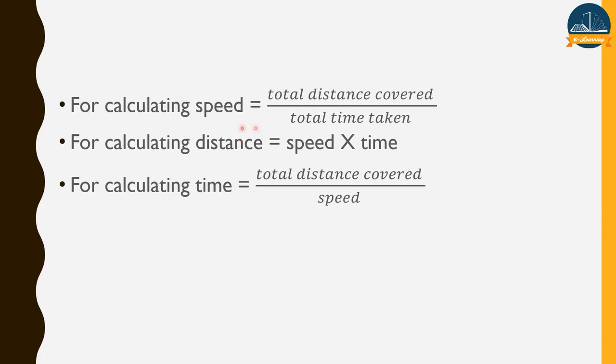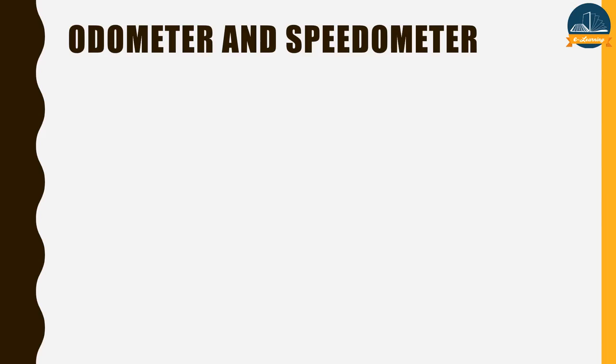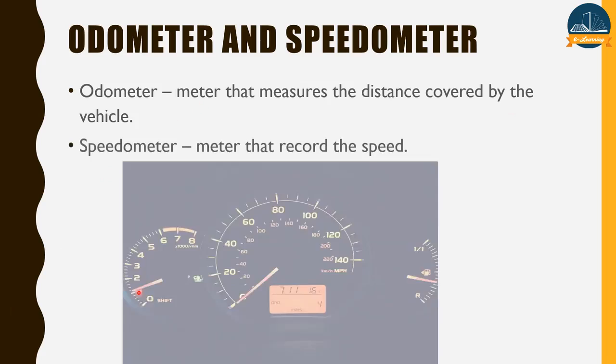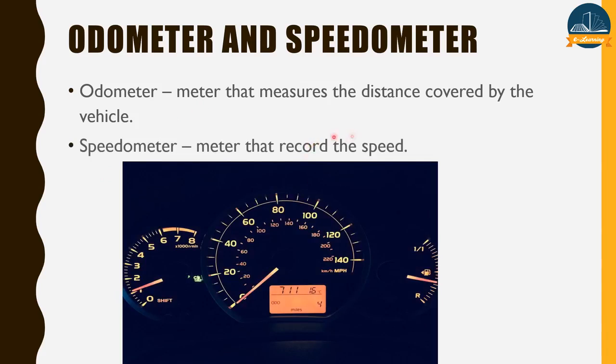Our next topic is odometer and speedometer. Odometer is a measuring device which measures the distance covered by the vehicle. And on the other hand, speedometer is a measuring device used to record the speed of a vehicle.